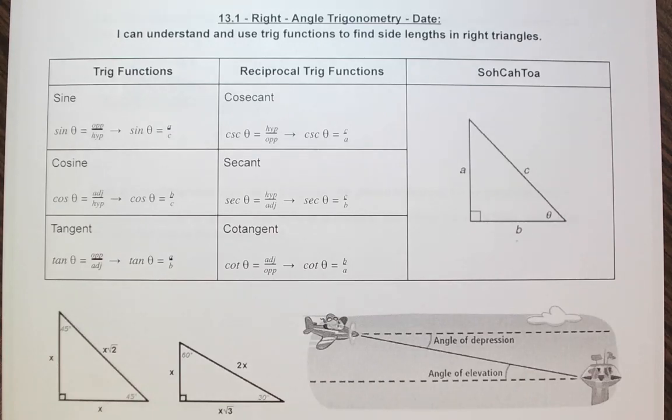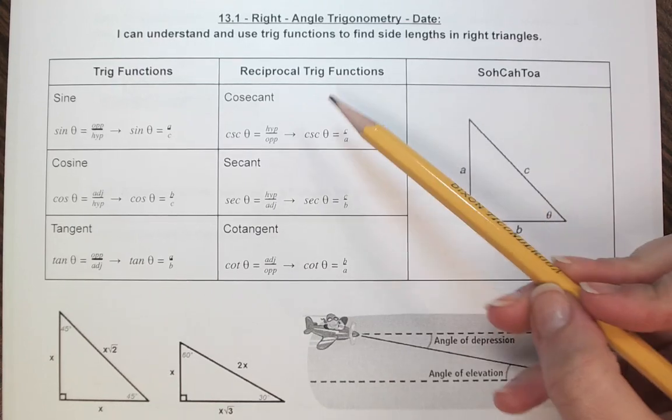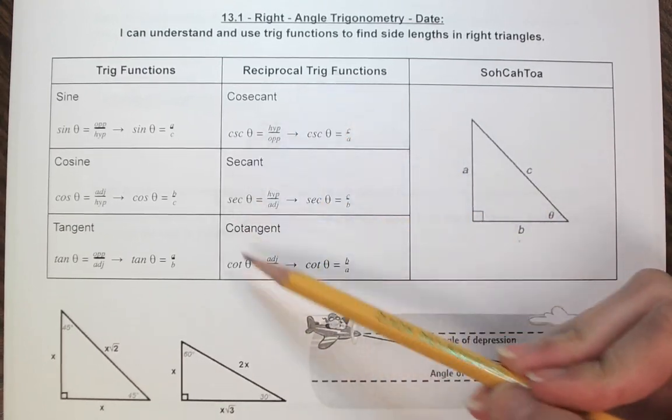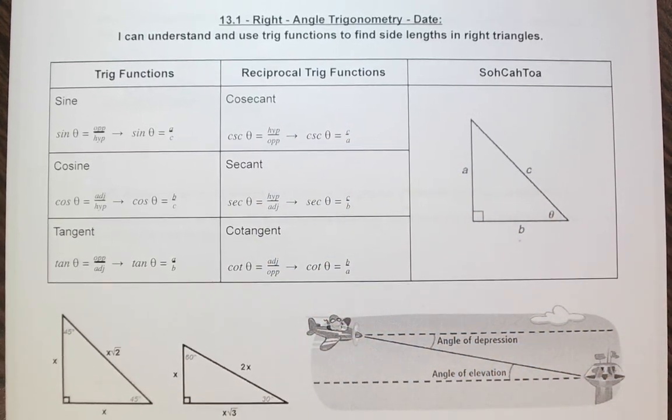So chapter 13, we are starting trigonometry. This first section is mainly all a review from geometry, except for this piece in the middle here. The reciprocal trig functions, these three are going to be new to you.